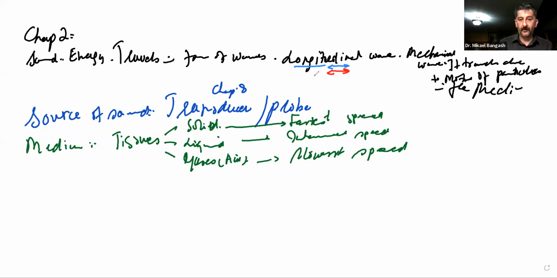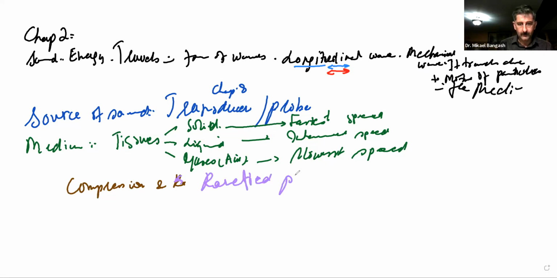Now, how was it that sound traveled as a wave? It was mainly by compression and rarefied particles. When particles were compressed, the phase of compression, they were close to one another, whereas being rarefied was far away from one another.